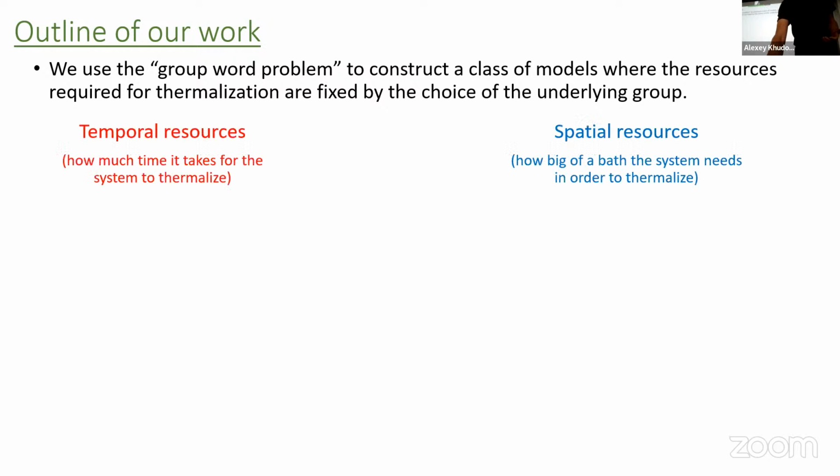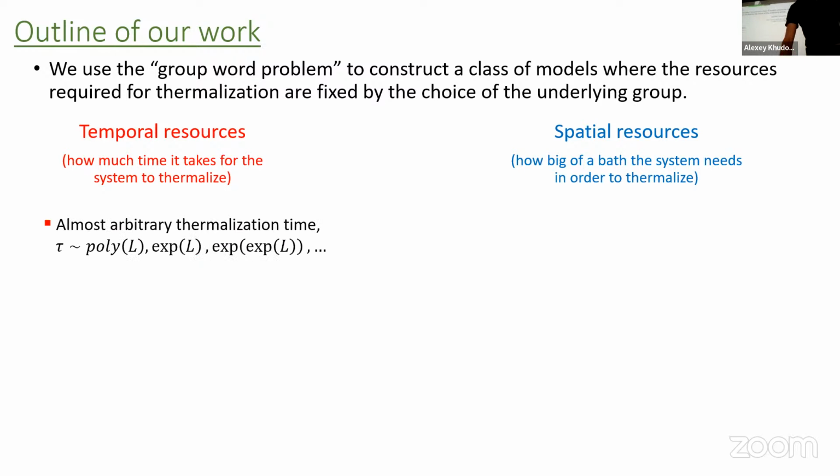And what do I mean by resources? There are two types of resources we distinguish, the temporal and the spatial resources. The temporal resources roughly means how much time it takes for the system to thermalize. And we can achieve almost arbitrarily large thermalization times. We can make the thermalization time scale polynomially with the system size, exponentially, iterated exponential, or basically any function you can imagine.